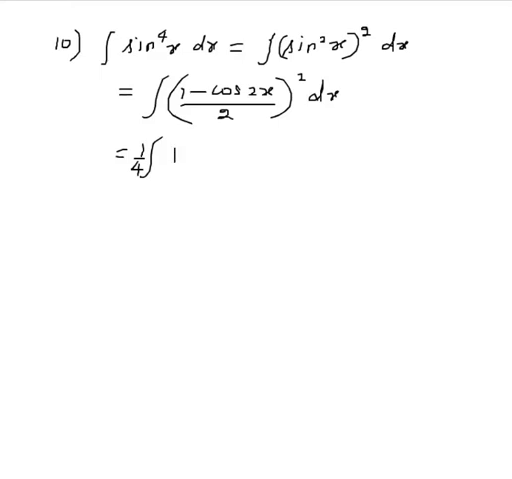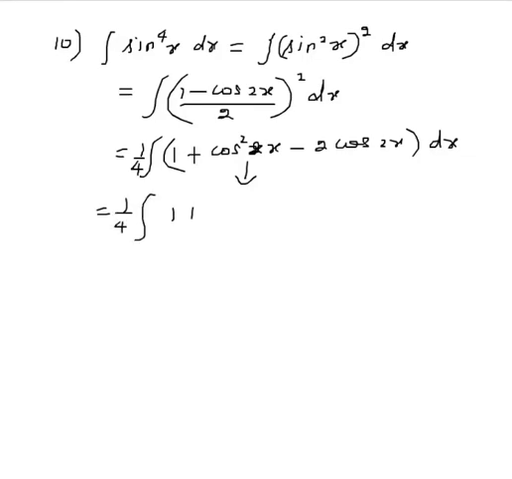Let us expand. We get 1 plus cos square 2x minus 2 cos 2x dx. Now again this has to be done by using the identity. 1 by 4 integral 1 plus cos square 2x identity is 1 plus cos 2 times 2x, which will become 4x, divided by 2, minus 2 cos 2x. So twice we are using the identity here.